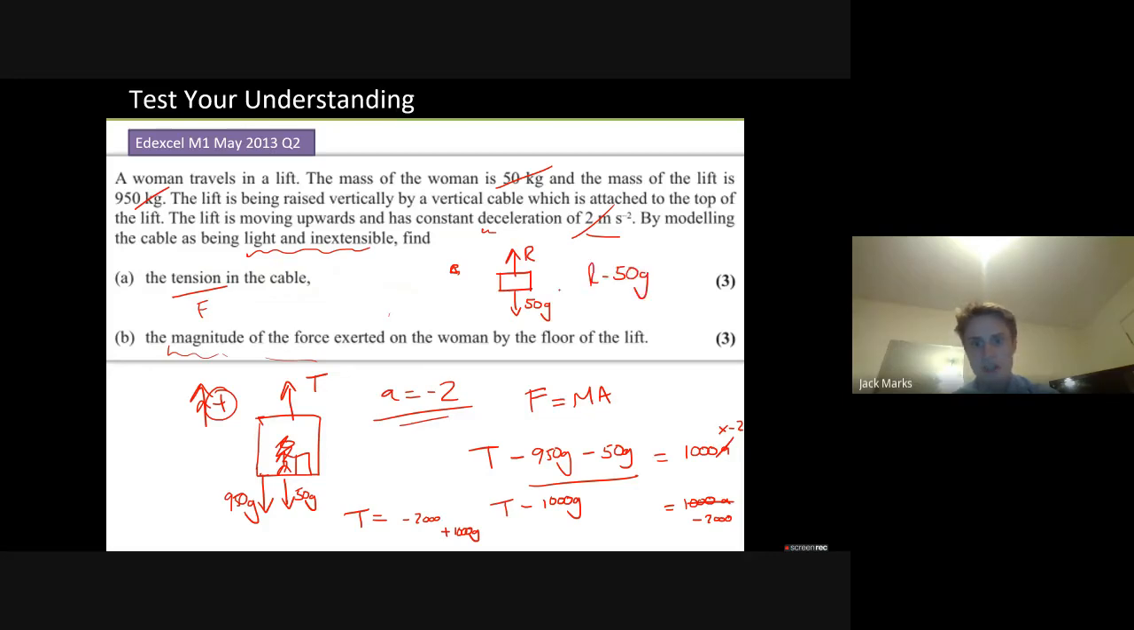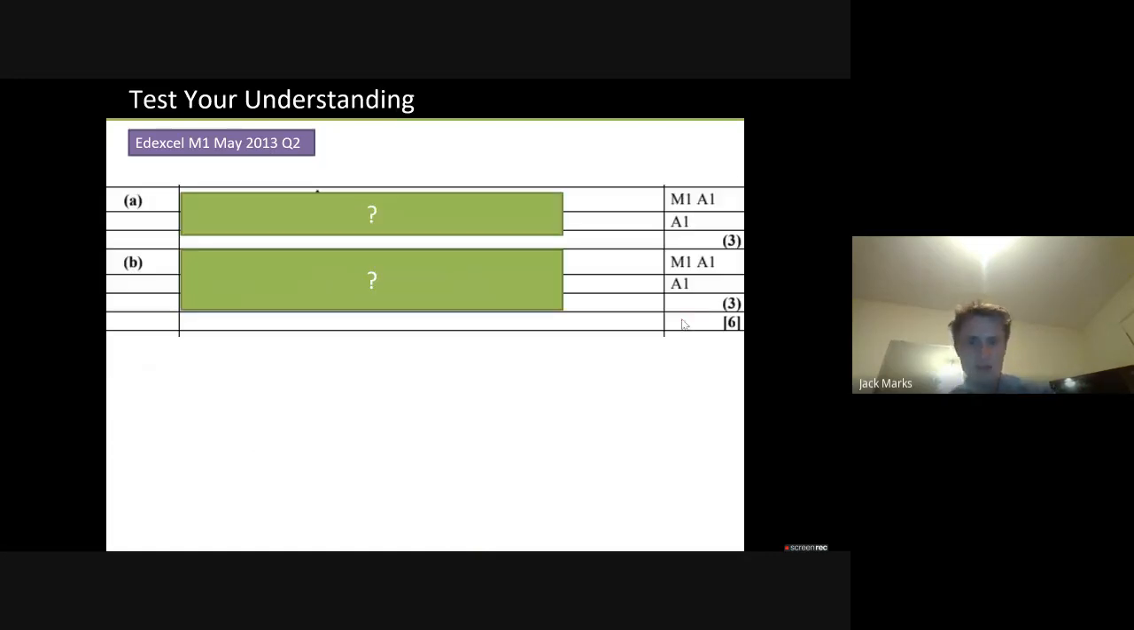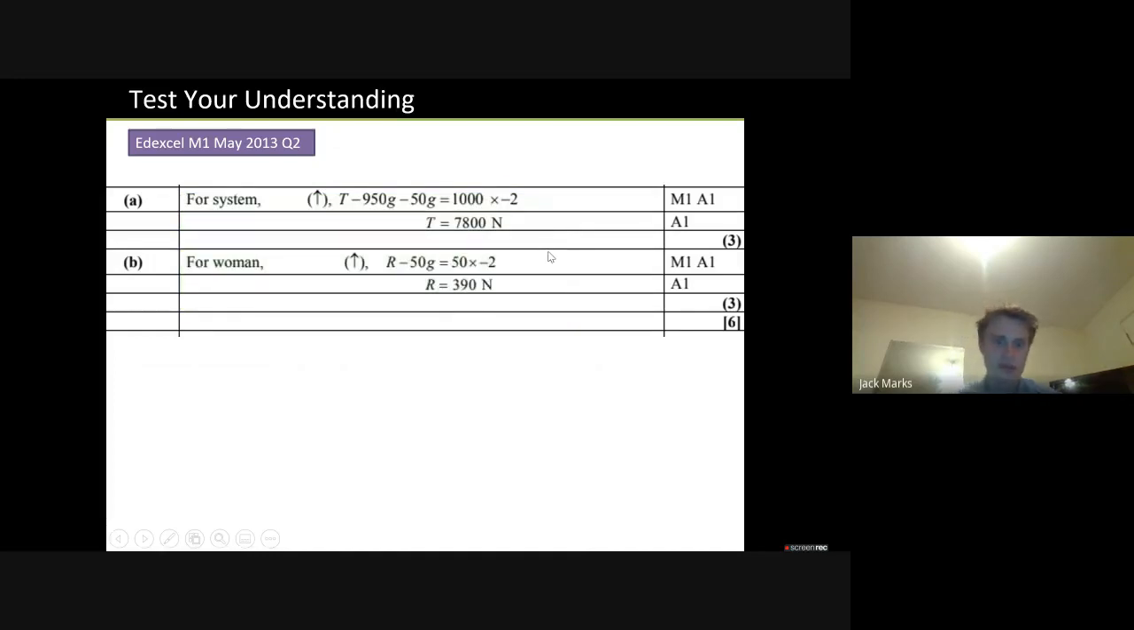R minus 50g, so my leading force minus my 50g, because I've got the same direction from before, must be equal to 50a. a is still minus 2, because it's the same acceleration from before. Now the R and the 50g, you might be surprised here, it's not going to be exactly the same, and that's because of the acceleration. If we rearrange though, we get R equals minus 100 plus 50g, which is going to be about 380, something like that. So our reaction should be 380 or 390.